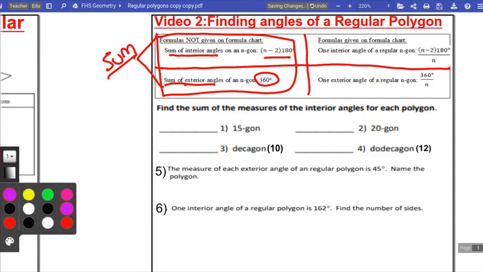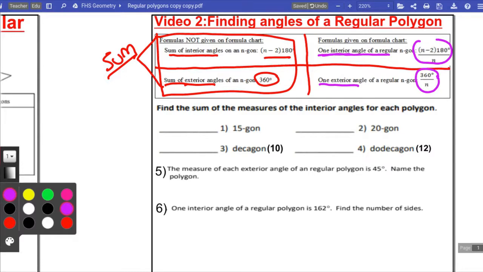On the right-hand side, one interior. Now it's not the sum. These are more straightforward. Now you're finding one interior angle, so we will use the formula right here. For one exterior angle, you use this formula right here. I believe these formulas are not given on your formula chart, so no worries, you can always Google these formulas. All right, let's put that to work.